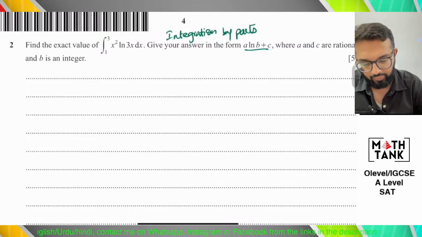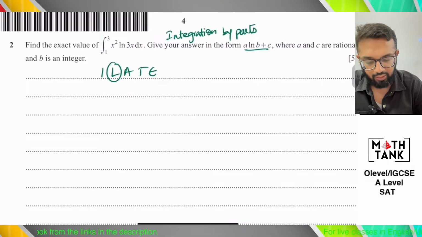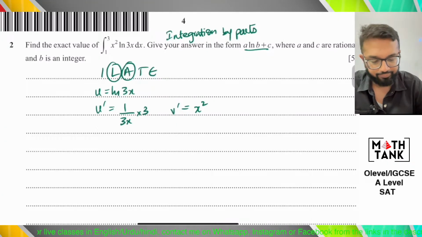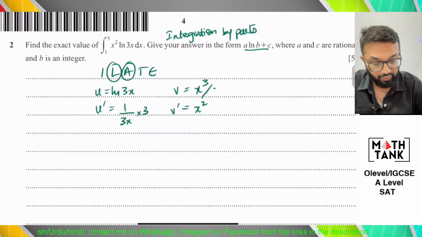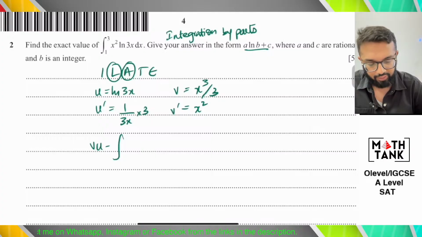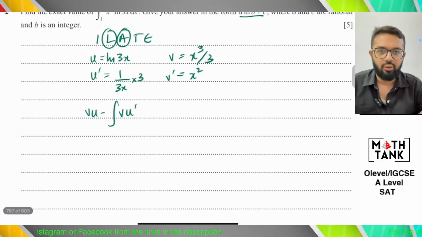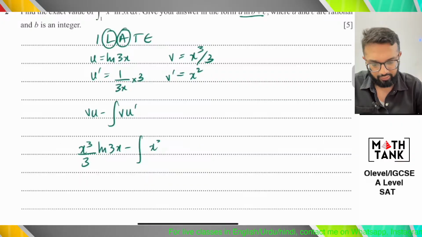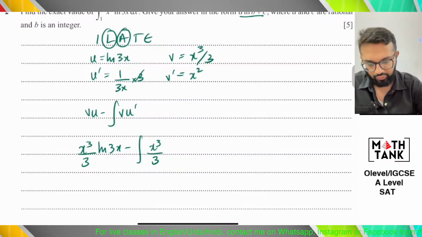So u equals x squared. Let's first write it. I think I'm messing that up. So I have ln 3x. So u is ln 3x and v dash is x squared. So u dash becomes 1 over 3x into 3 and v becomes x cubed over 3. Formula for integration by parts is vu minus integral of vu dash. So I get v, u, v, and u dash.